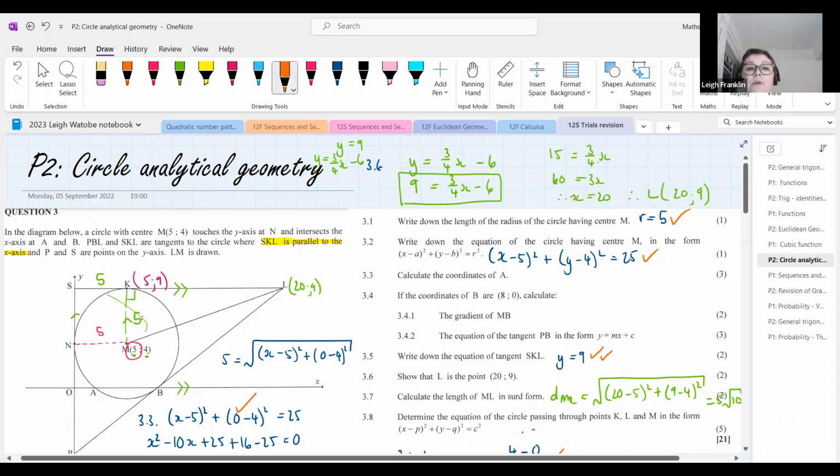Okay, so 1 mark for making them equal, and then a mark there. In surd form, 1 mark for subbing in, 1 mark for our answer.